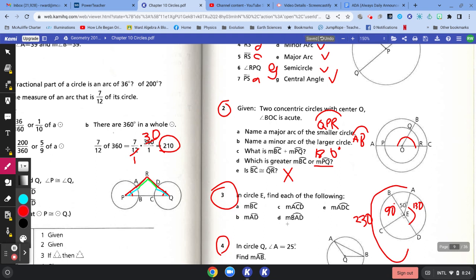Then major arc BAD, but that's not a major arc, that's a semicircle. So that one is 180. So that's 180. I do very much hate this drawing tool.